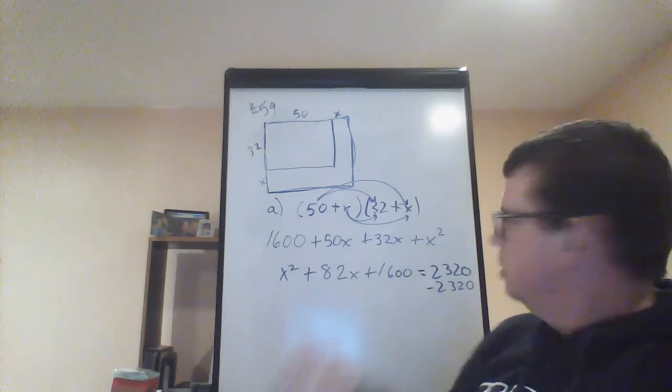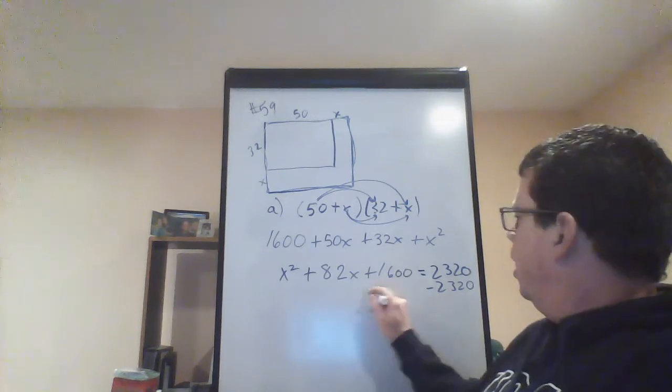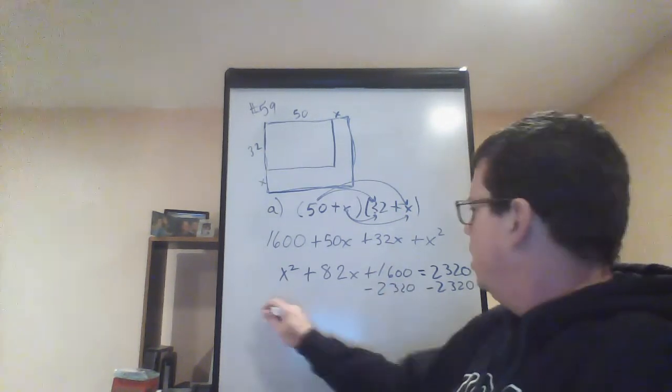Hands are getting a little bit slippery. It's not a sign of the coronavirus, is it? Okay, all right. Take away 2320. Too soon? Okay. All right.